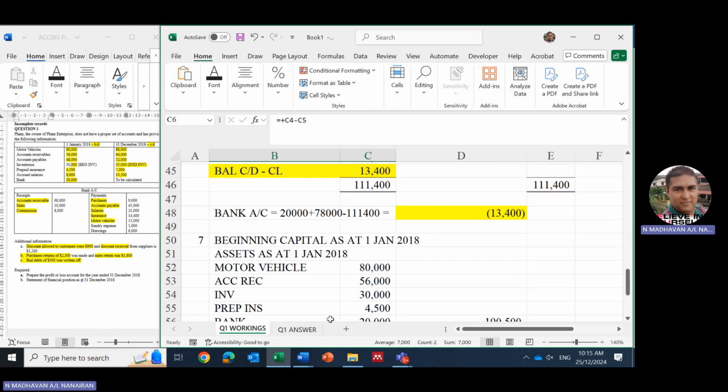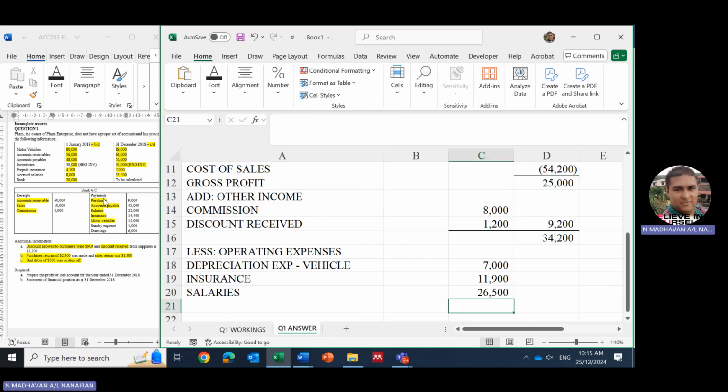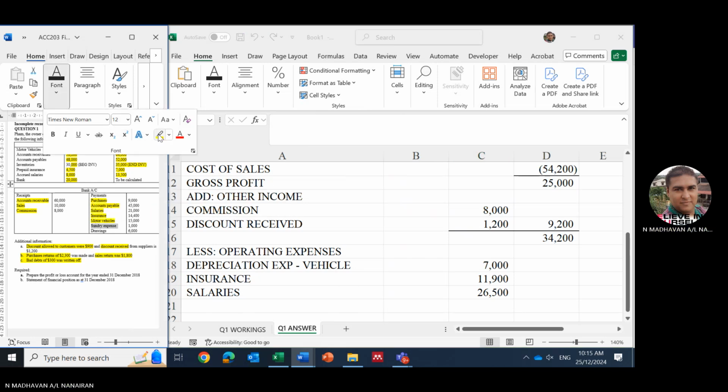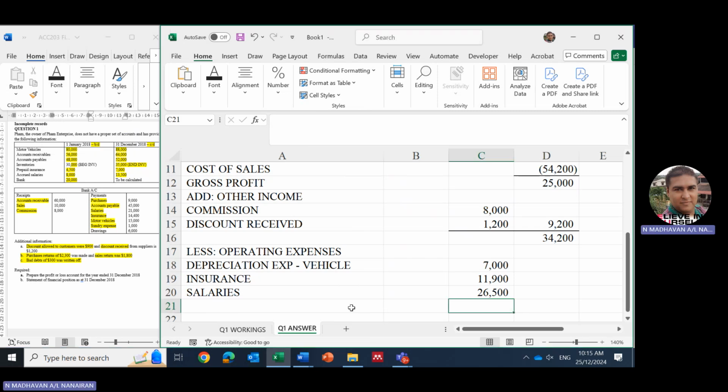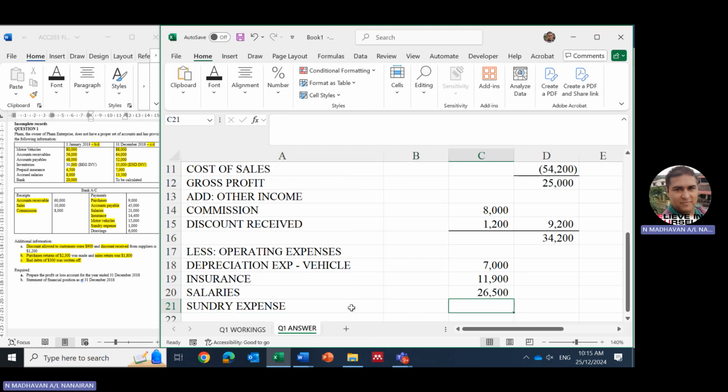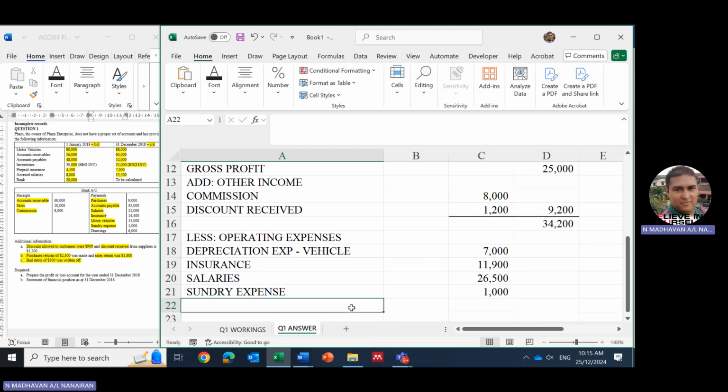Nothing. Now you go back to the question. Any other expenses left out? Any expenses we left out? We did not highlight. What is it? The sundry expense. Okay. Sundry. How much?